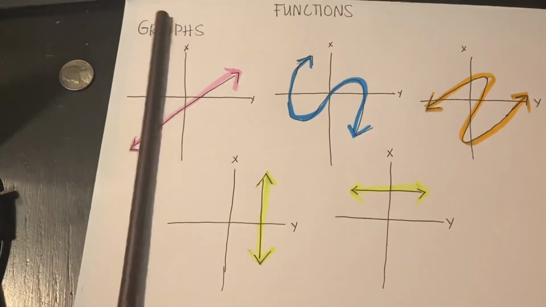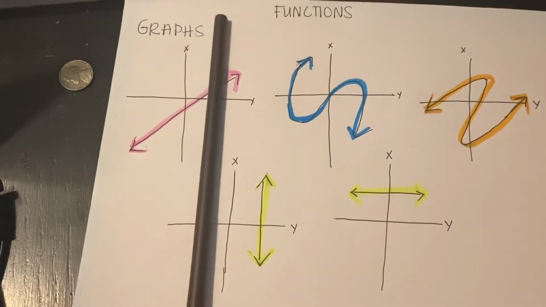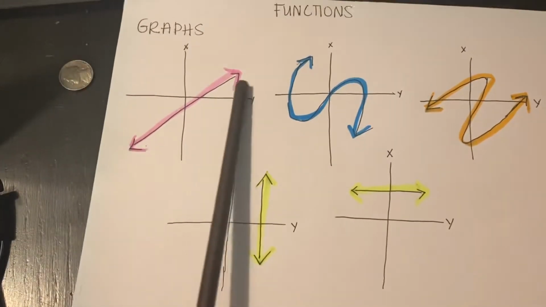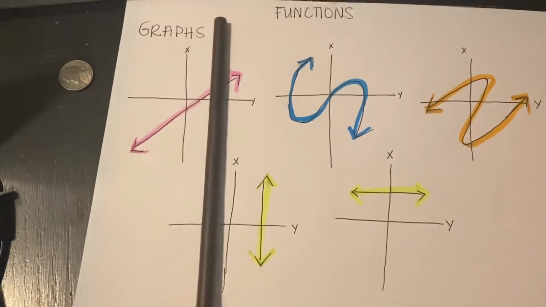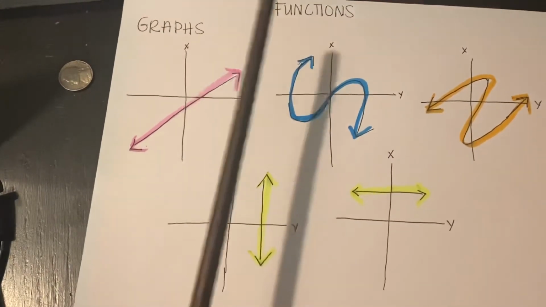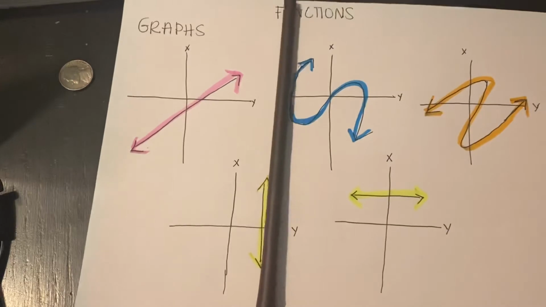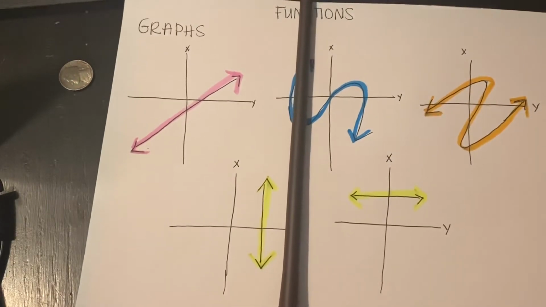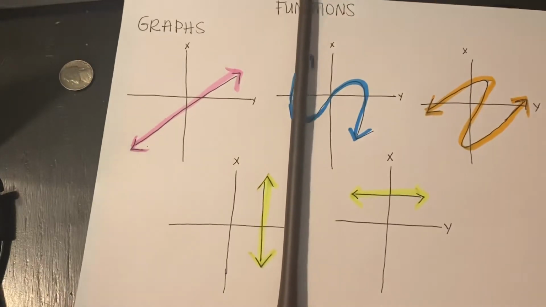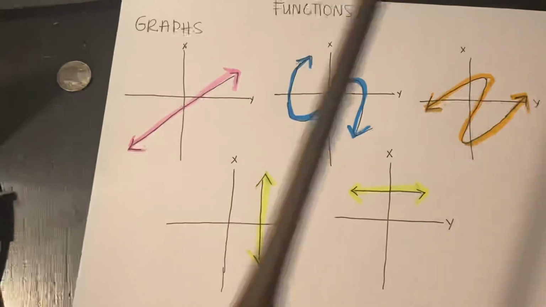For this pink one, if we go all the way across, there is only one point for this entire line on x. So there's nothing repeated. So this number one would be a function. If I'm going here, oh, looks like I have two. Therefore, this one would not be a function. There are multiple points on that x-axis.